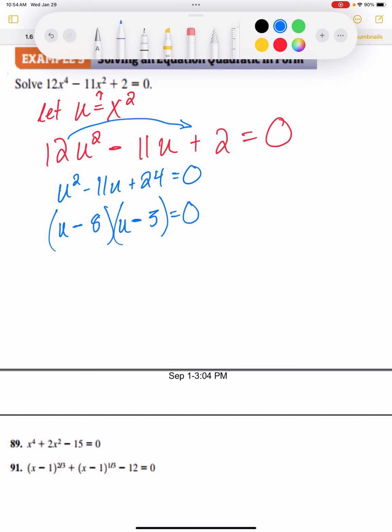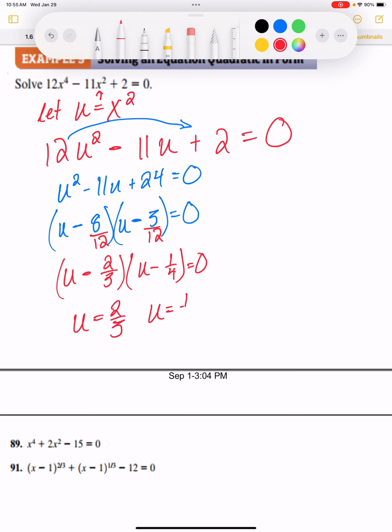So now we have to undo our trick. We multiplied by 12, so now we've got to divide by 12 to keep the peace. 4 goes into both of them, that's 2/3. And over here, 3 goes into both of them, and that's 1/4. So then u equals 2/3, and u equals 1/4.